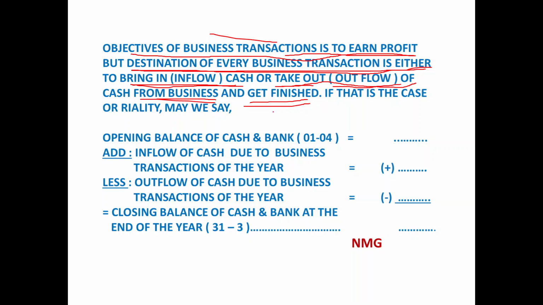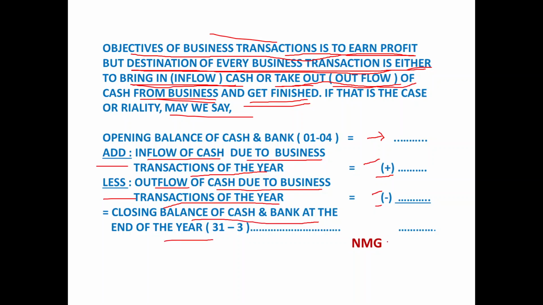If this is a true statement, then can we say: opening balance of cash and bank, whatever it was at the beginning of the year, that is 1st April, add inflow of cash due to business transactions of the year. Thousands and lakhs of transactions would have taken place in the year. Due to those lakhs of transactions, whatever cash inflow came into the business, add it to the opening balance of cash and bank, less outflow of cash due to business transactions of the year. Once again, thousands and lakhs of transactions would have taken place, due to which whatever cash outflow happened, that total cash outflow deducted will give you the closing balance of cash and bank at the end of the year.